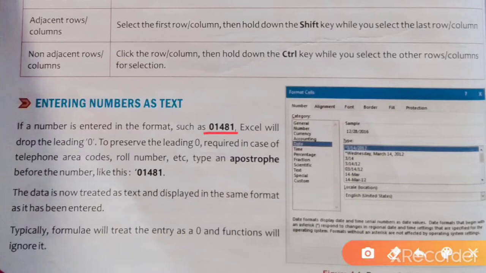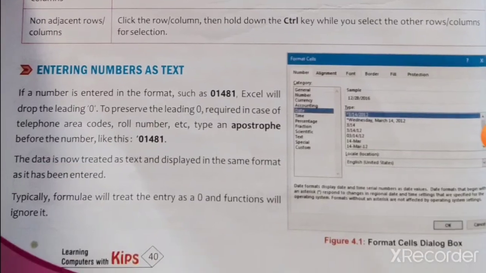According to Excel software. But if you want to preserve the zero, like a roll number is there, then what you will do, you will write the number with the apostrophe. You can see here, before zero an apostrophe has been added, and in this way your number is preserved. The data is now treated as text and it is displayed in the same format. Typically, formula will treat the entry as a zero and functions will ignore it. Basic difference is this, that you have to add an apostrophe before writing a number starting with zero. This is very simple concept, right? Then we will move to next page.